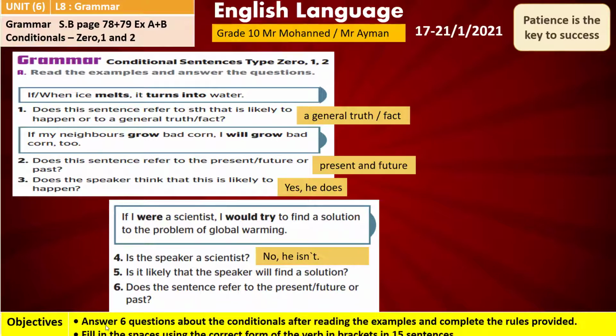5. Is it likely that the speaker will find a solution? When you use the second conditional, it means that it is unlikely or it isn't likely that something will happen. No, it isn't. The last one, does the sentence refer to the past, or to the present or future? No, it does not refer to the past. So the answer would be present and future.